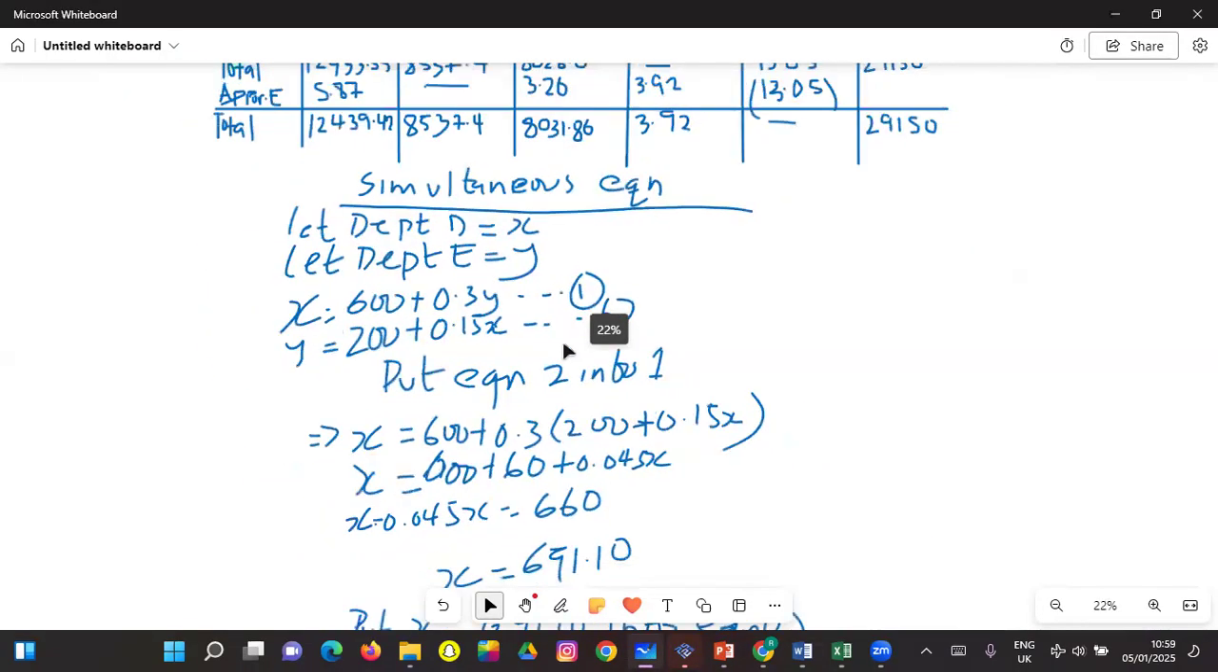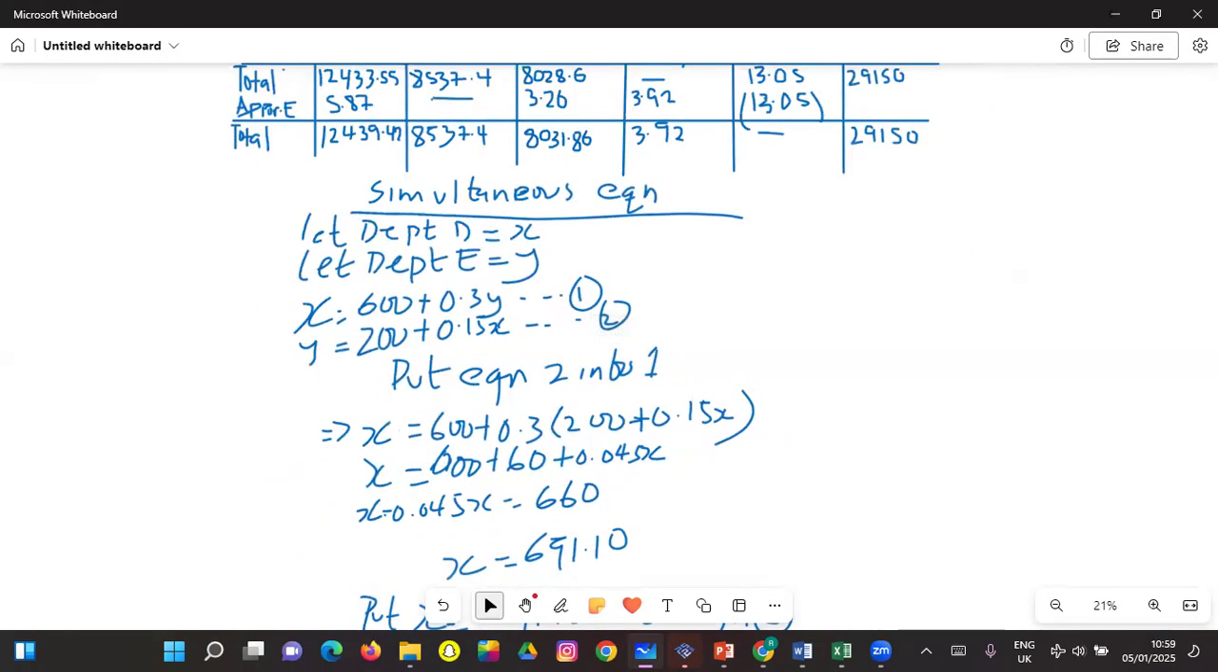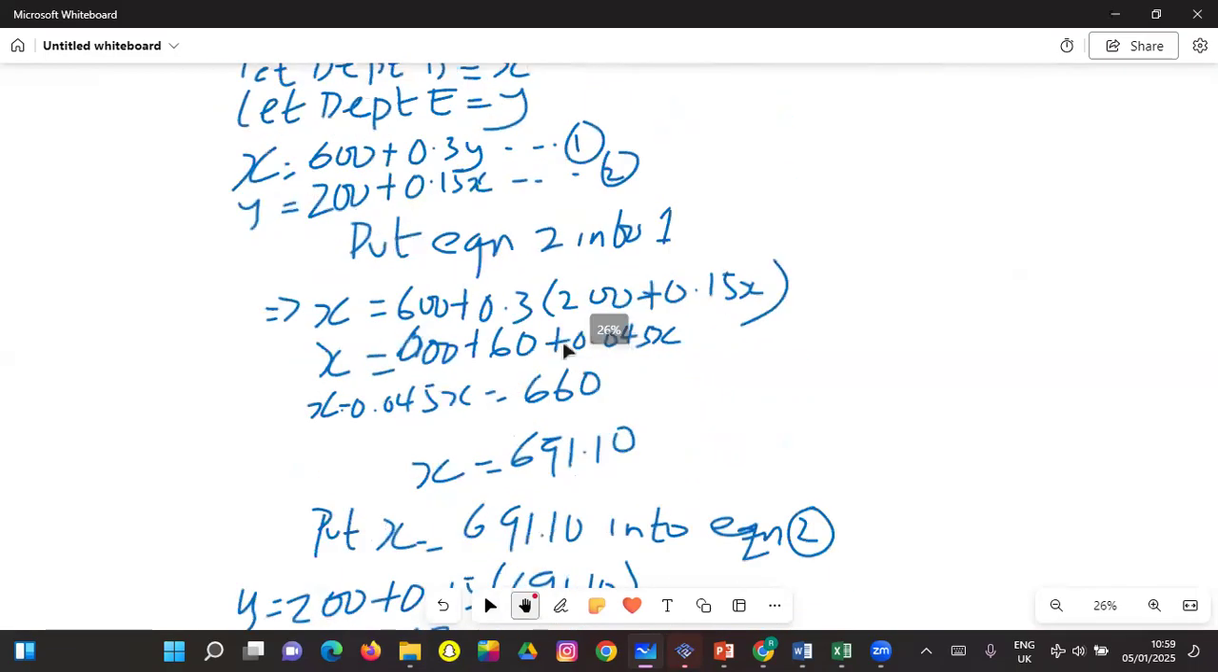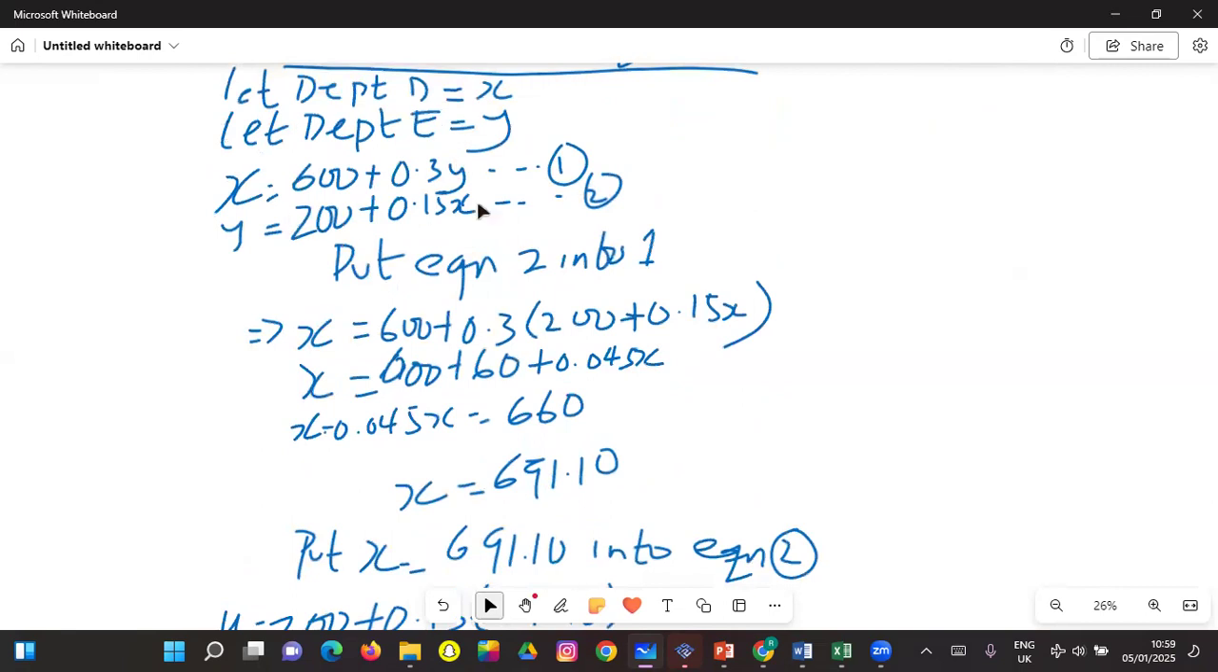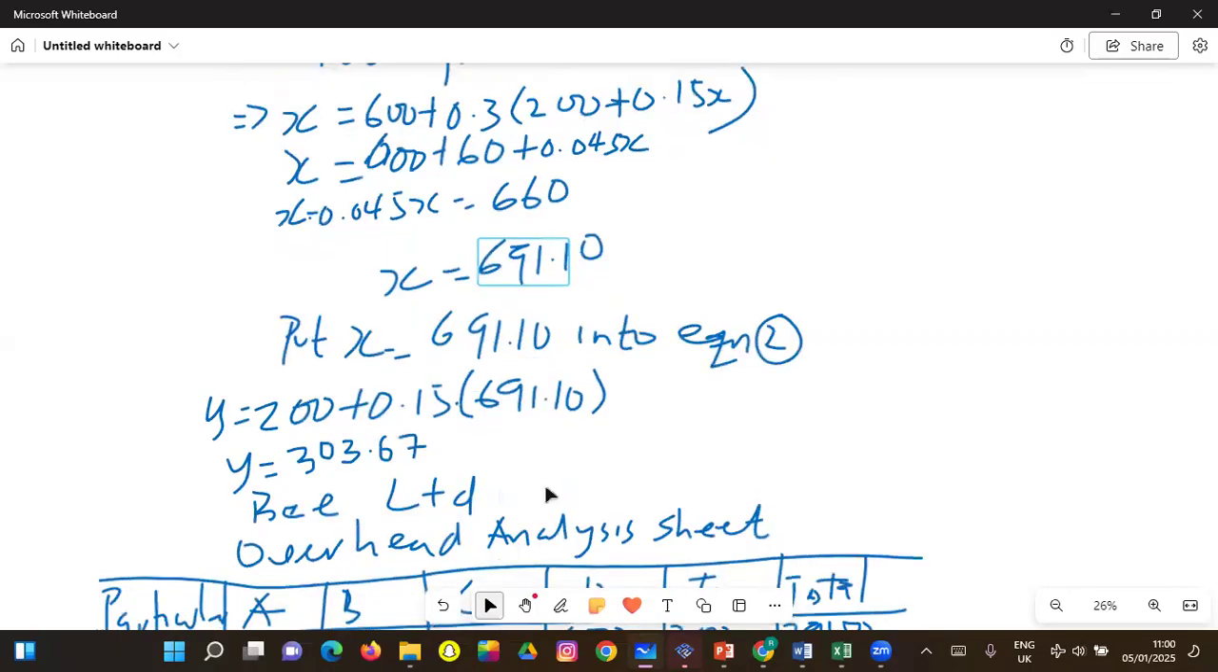So now, with how we do our normal simultaneous equation, we either use the elimination method or substitution. I'm using the substitution method. With the substitution method, I put equation 2 into equation 1. Then, doing everything, I arrived at x being 691.10. I put that same value into equation 2, and I get y to be equal to 203.67.